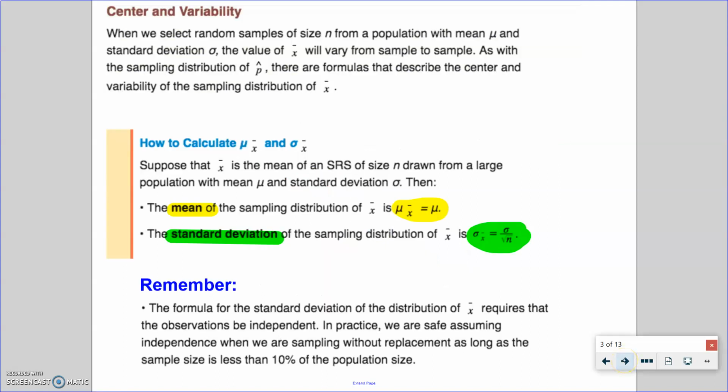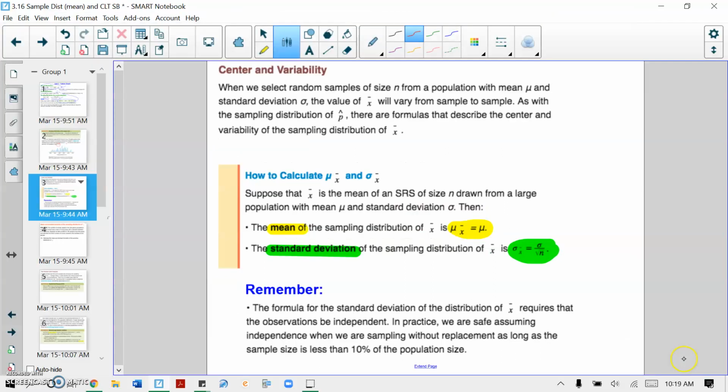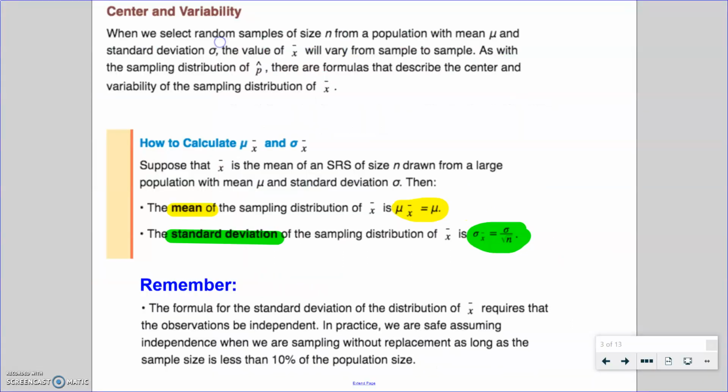Well, the formulas we can use for this, just like for sample proportions, for sample means, are these two formulas right here. So the mean of a sample mean, basically, is just the mean of the data set in general, and the standard deviation is the standard deviation of the data set in general divided by the square root of n. We'll do some examples so that you know where these numbers come from.